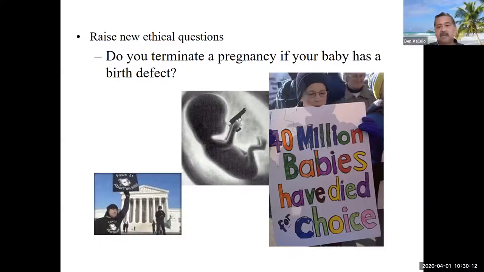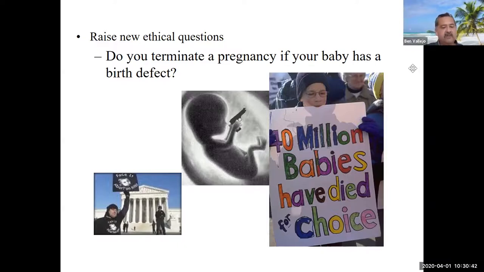But as we'll see a little bit later in a different talk, just because we can do something doesn't mean we should do that something. There are all kinds of different ethical issues that come about. How about this one? Do you terminate a pregnancy if your baby has a birth defect? That's a tough question. I know for many of you the answer is no, but I have a friend who did this very thing.